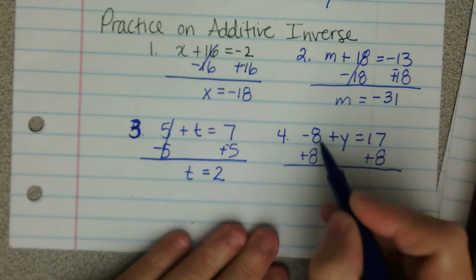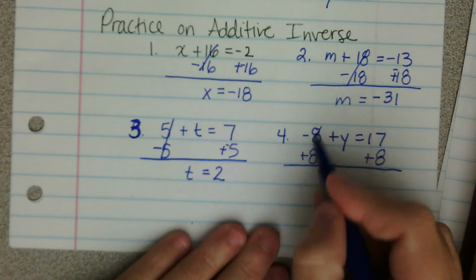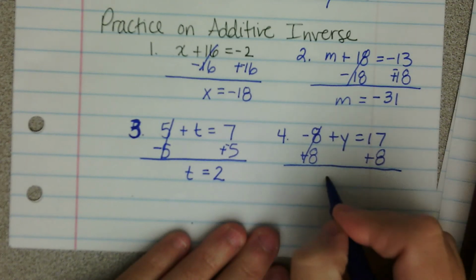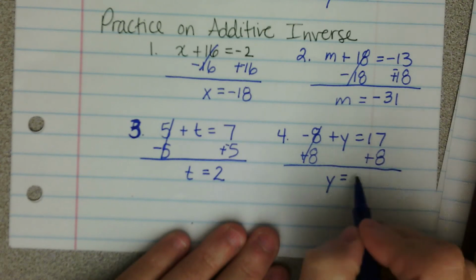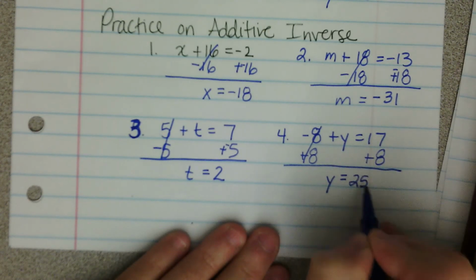Draw your line. Negative 8 plus 8 is 0. That cancels. Bring your y down. That's your additive inverse. And then 17 plus 8 is a ripe old 25.